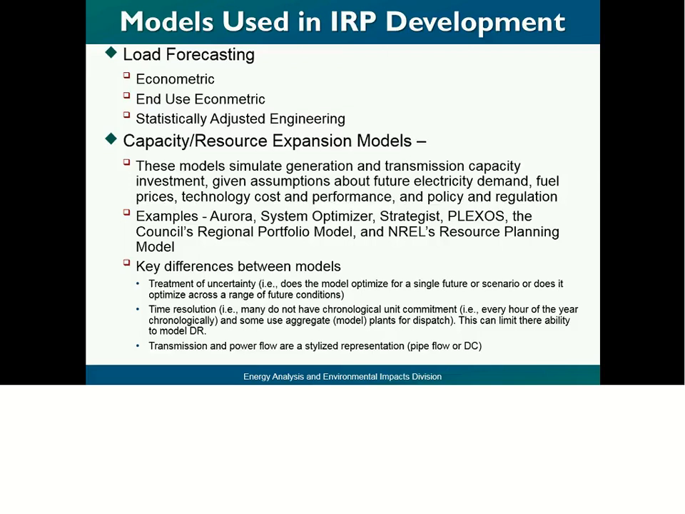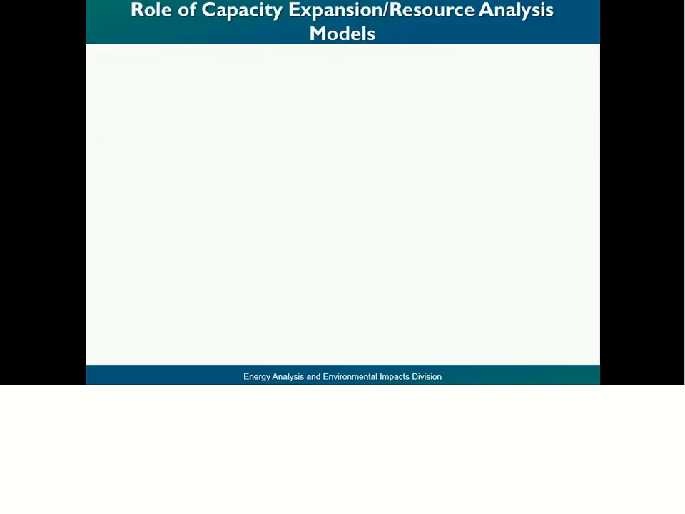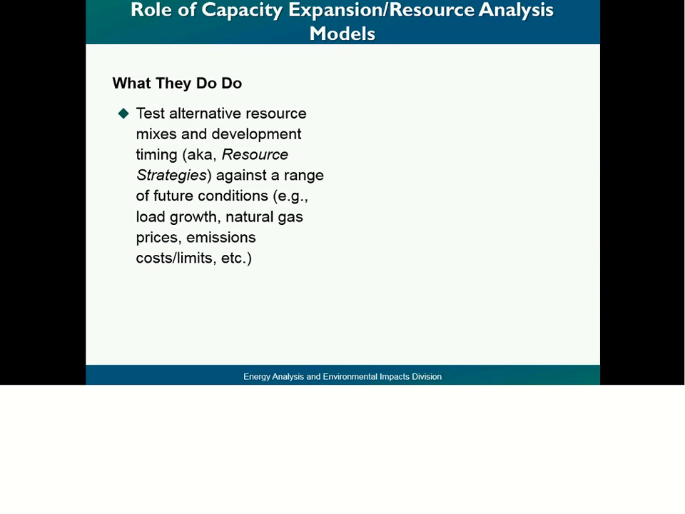Global capacity expansion models. I pay great homage to modelers. I am not one, but I pay great homage to them. It's a lot of work. And they do things very well. They test alternative resource mixes and their timing. They help you develop resource strategies in an analytically consistent way, systematically. They can test a range of future conditions, low growth, natural gas prices, and emissions costs and limits, all kinds of things you want to test. And they can identify the least cost resource strategy, and they may also account for the risk of doing that strategy.